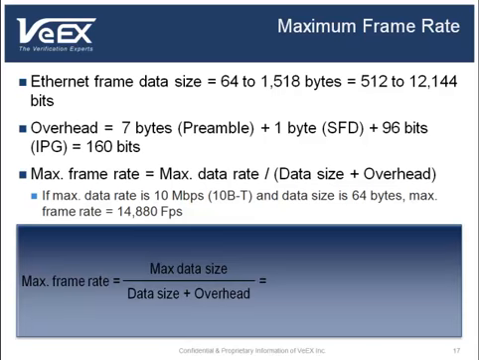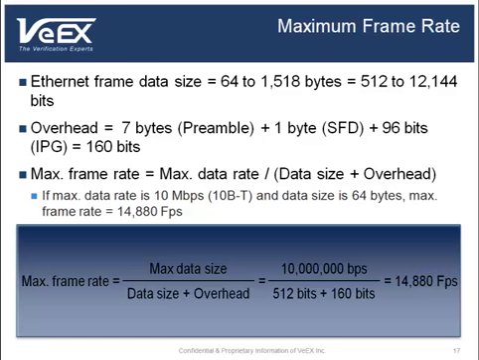First, if 10 base T is being used, the maximum data rate will be 10 megabits per second or 10 million bits per second. Assume that the data size is 64 bytes or 512 bits. The overhead is 160 bits. 10 million bits per second divided by the sum of 512 bits and 160 bits equals 14,880 frames per second. This is the maximum frame rate.